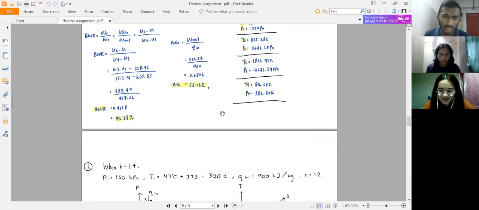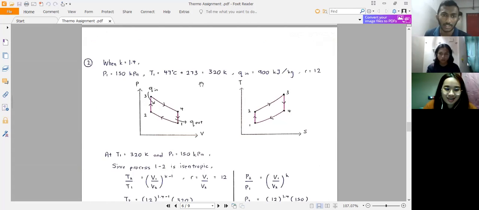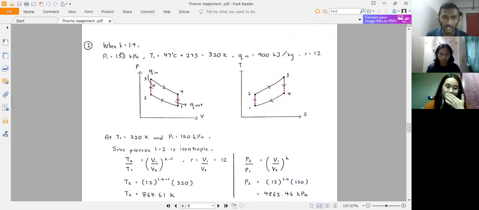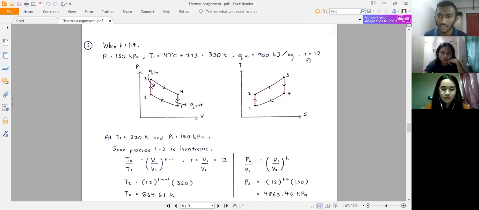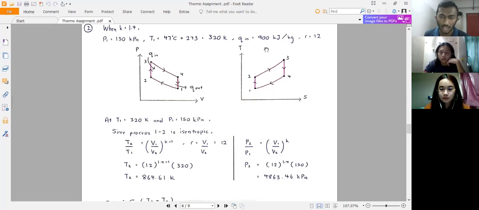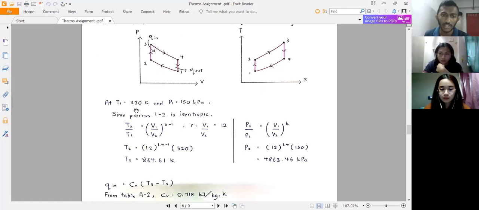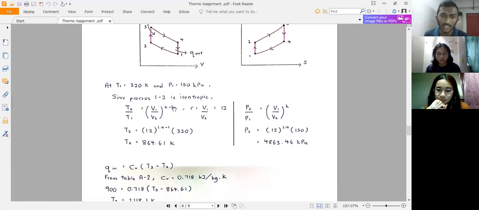Thank you. So I'm going to explain the cold air standard assumption, where the value of K will be equal to 1.4. As we know, we assume that P1 will be 150 kilopascal, T1 will be 47 degrees Celsius, which is equal to 320 Kelvin, Q in will be 900 kilojoule, and the compression ratio will be 12. So first of all, we draw the PV graph and the TS graph, and then at T1 equals 320 Kelvin and P1 equals 150 kilopascal, we know that the process from 1 to 2 is an isentropic process.